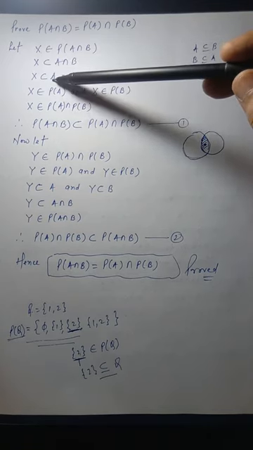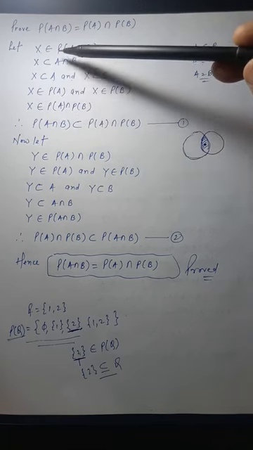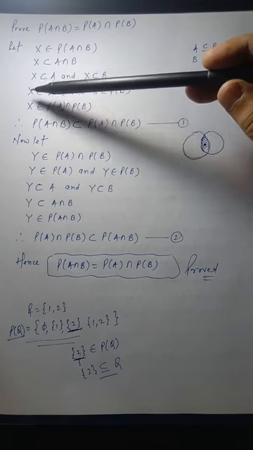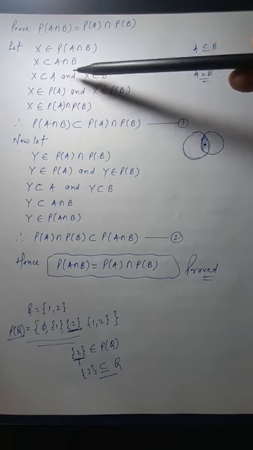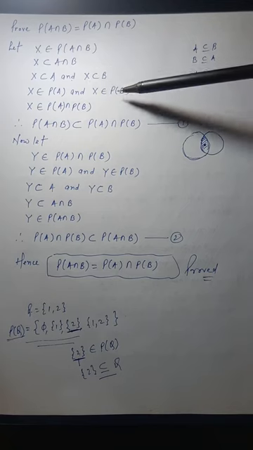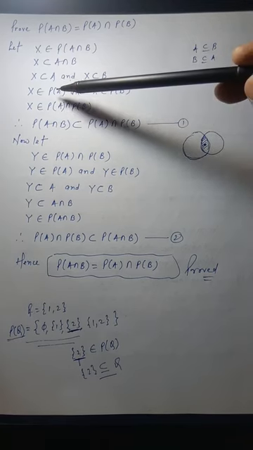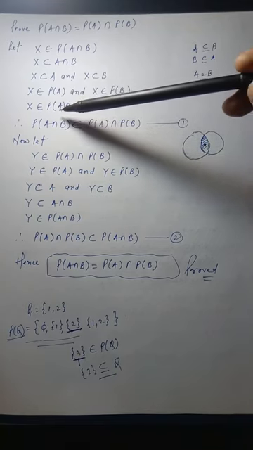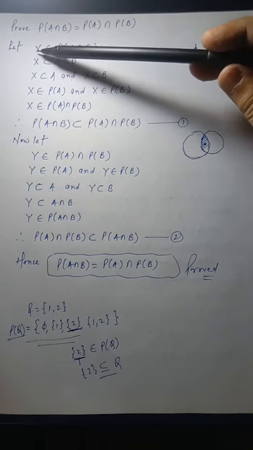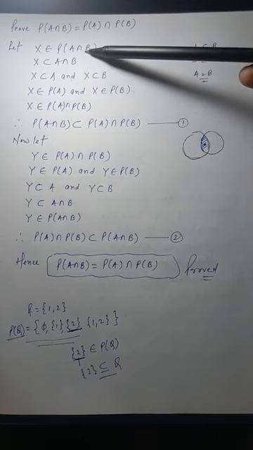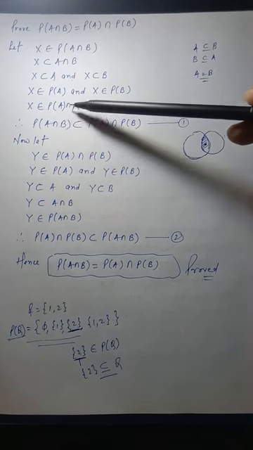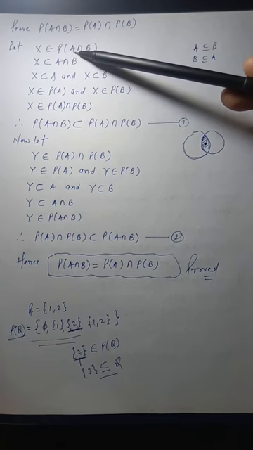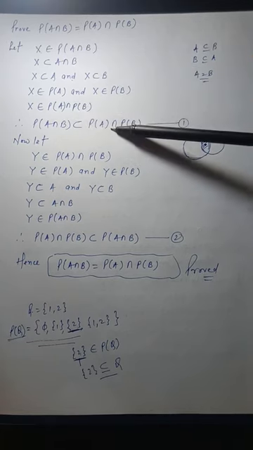So when X is a subset of A, X will belong to power set of A. Reverse technique: when an element is a subset of A, the same element belongs to power set of A. And in the same manner, X belongs to power set of B. So when X belongs to both power sets, it means it will belong to the intersection also. So you can see X belongs to P of A intersection B and the same X belongs to P of A intersection P of B. It means the set P of A intersection B is a subset of P of A intersection P of B.